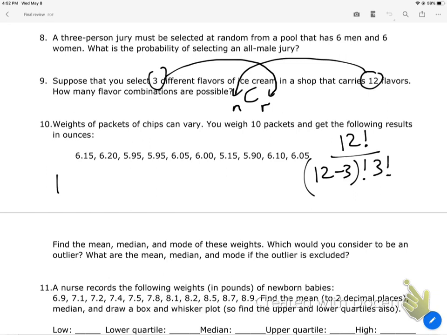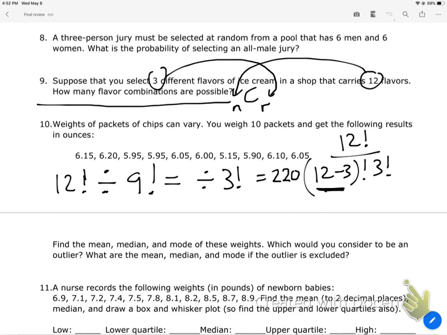So again, if you need to, put 12 factorial into your calculator. Just divide it by 9 factorial, because 12 minus 3 is 9. And I'd say put the equal sign and see what you get. And just hold it there. Then, once you've got that, divide it again. Don't multiply. Divide it again by the 3 factorial. And I think we got 220 for that. So there we go. So that's that question 9 up there.